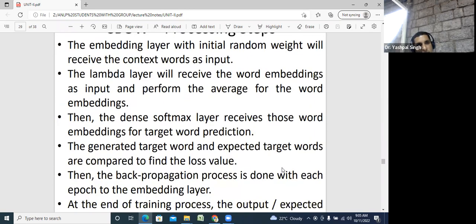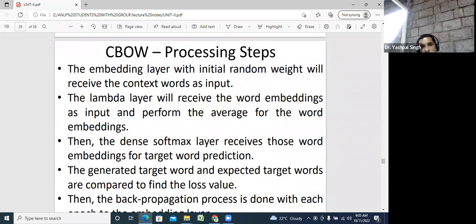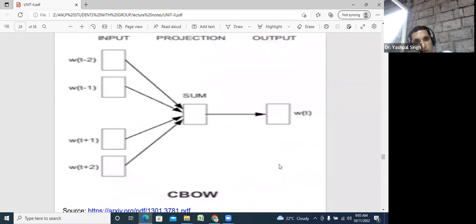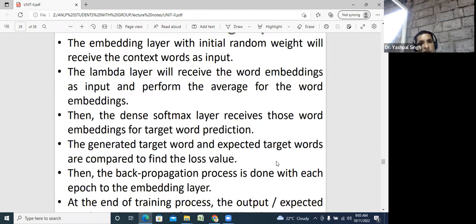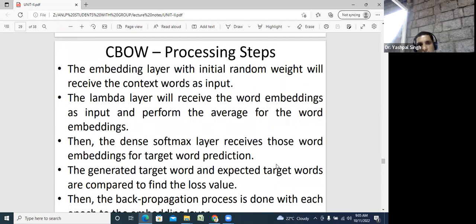Now what are the steps we will follow for this continuous bag of words model? The embedding layer with the initial random weights will receive the context words as an input. You have seen that this will be the input w t minus 2, t minus 1, each with its individual weight. The lambda layer will receive the word embedding as input and perform the average of the word embeddings. And then the dense softmax layer receives those word embeddings for the target word prediction.